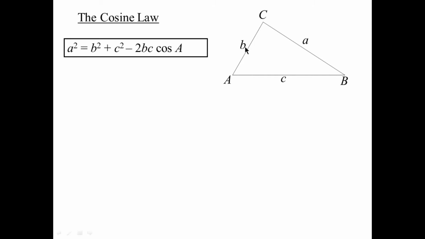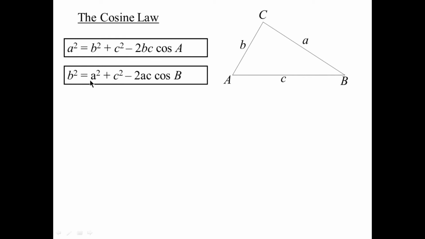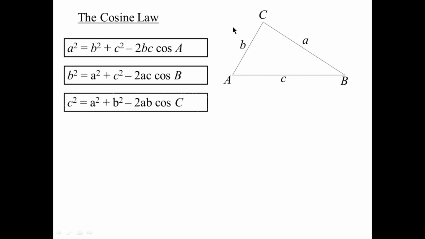I could start at b and say b squared equals a squared plus c squared minus 2 times a times c cosine B. Like that. I could start at c and say it to yourself. C squared equals a squared plus b squared minus 2 times a times b cosine C. Like that. It's just a journey across the triangle that starts at a side. It ends by saying cosine of that opposite angle.